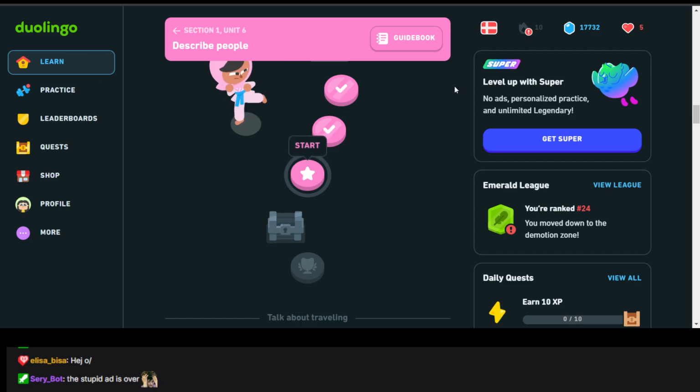Pronunciation guide. Vowels. Danish has 9 vowels. A, E, I, O, U, Y. A and E together. O with a line through and A with a circle above. A, E, I, O, U, Y, Æ, Ø, Å.